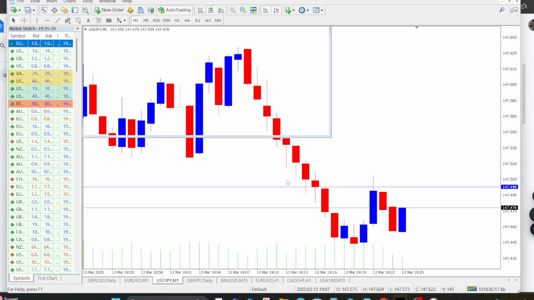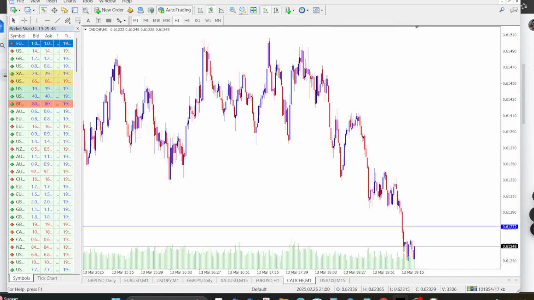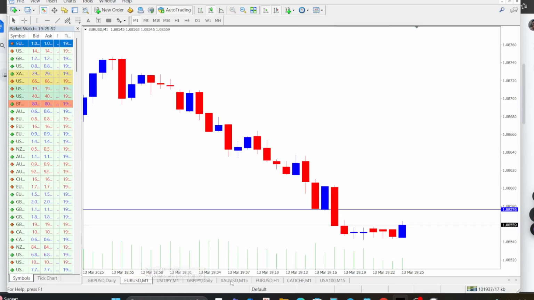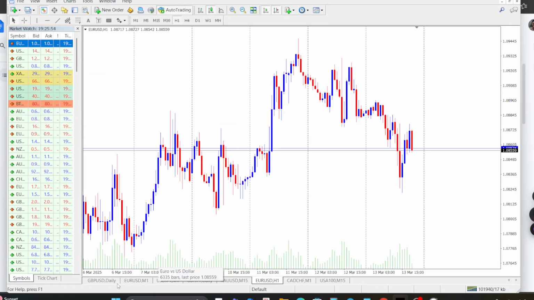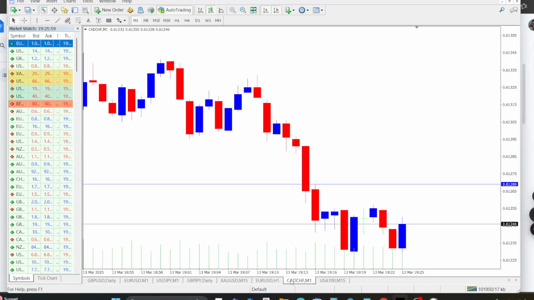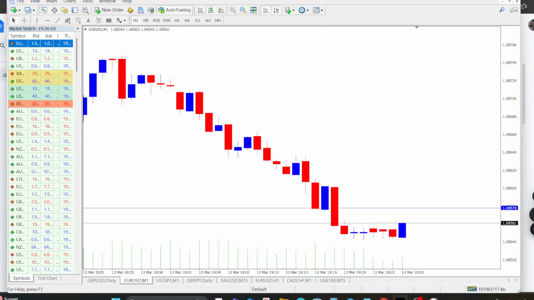Now let us look at another currency pair that is not a major currency pair. Let's look at CAD CHF. You're going to see the difference. Can you see that the spread is wider here compared to Euro USD? This is Euro USD. This is CAD CHF. Can you see that CAD CHF is wider compared to Euro USD?